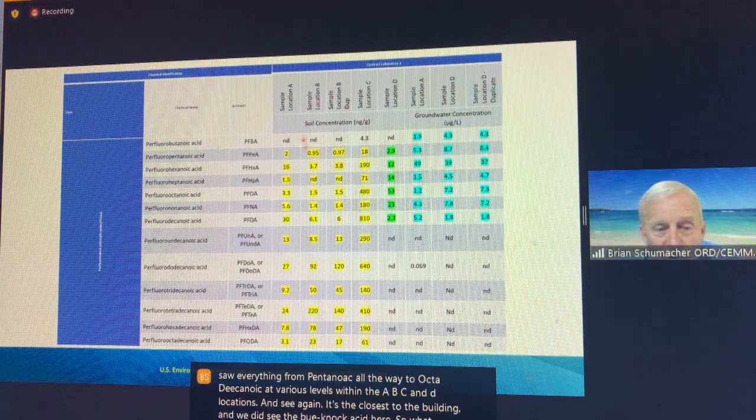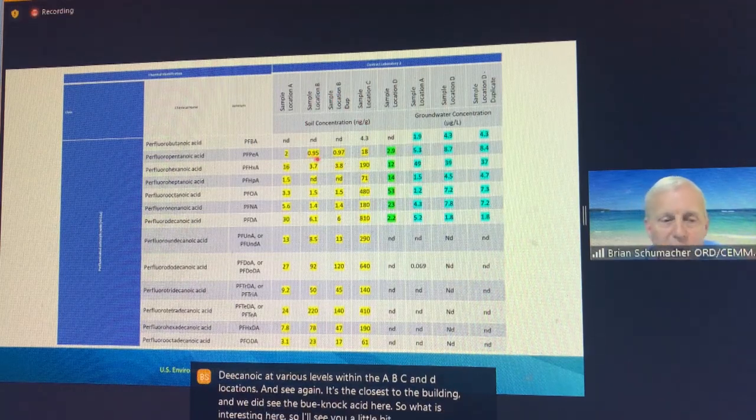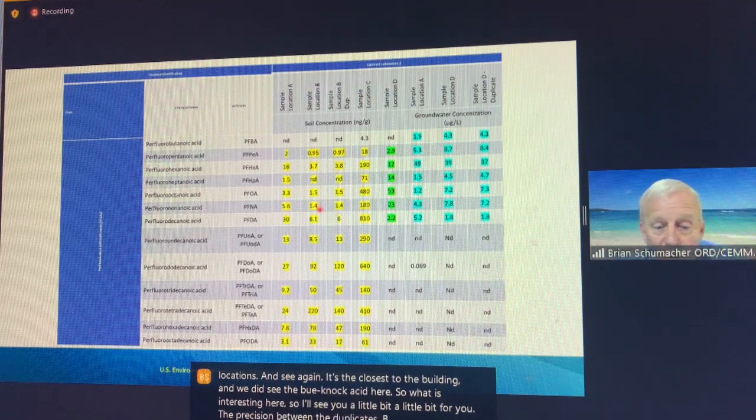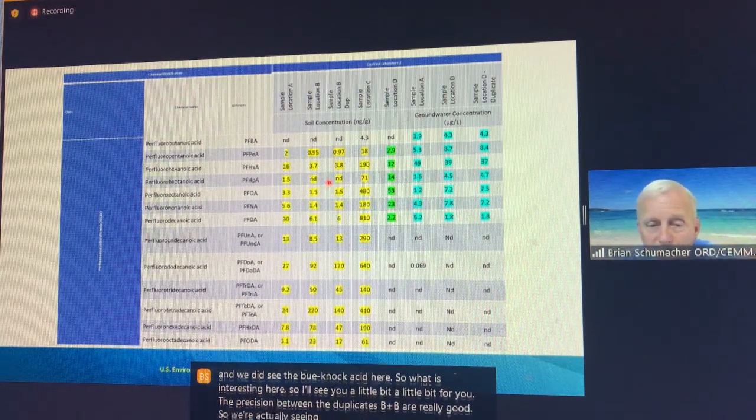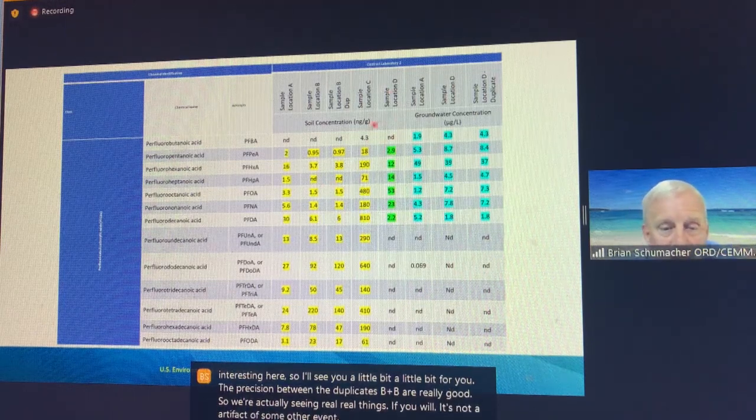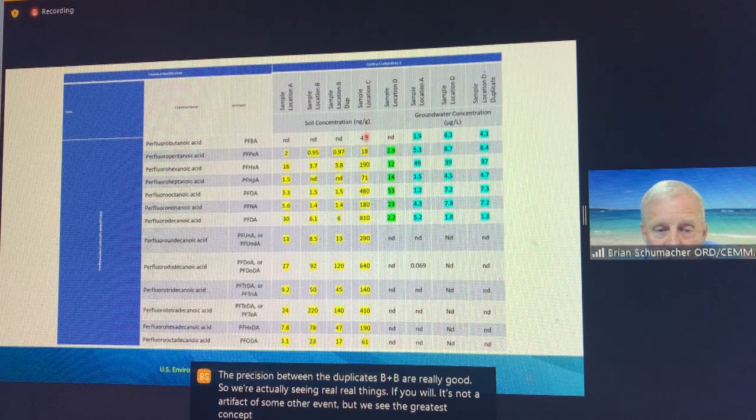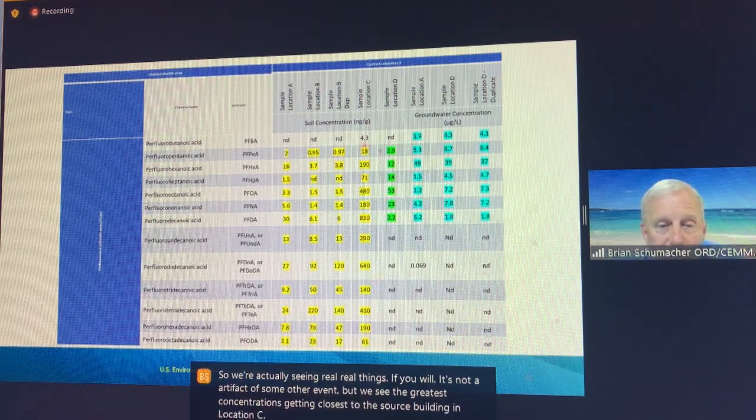What is interesting here is a little QA for you. The precision between the duplicates B and B is really good. So we're actually seeing real things, if you will. It's not an artifact of some other event. But we see the greatest concentrations, again, closest to the source building in location C, with them generally decreasing as you went to B, A, and D.